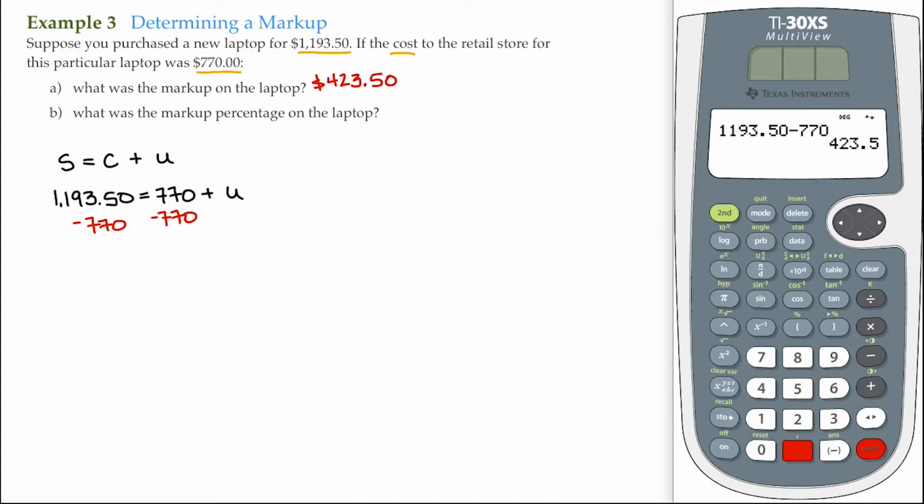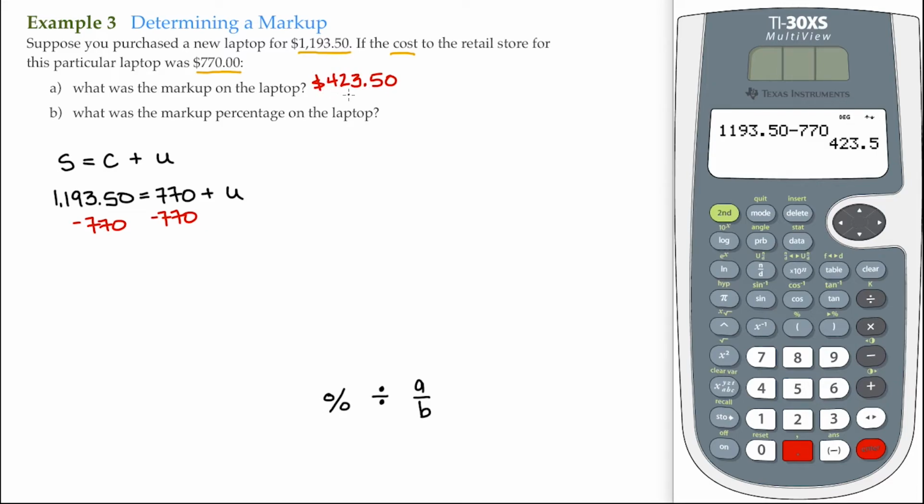B says, what was the markup percentage on the laptop? Now, keep in mind that a percentage has this symbol. And if you think about it, that symbol looks just like the division symbol. And that's not by accident, that's by design. And the division symbol looks just like a fraction. So that's what that means. So when we're talking about a percentage, we're talking about some part divided by its whole.